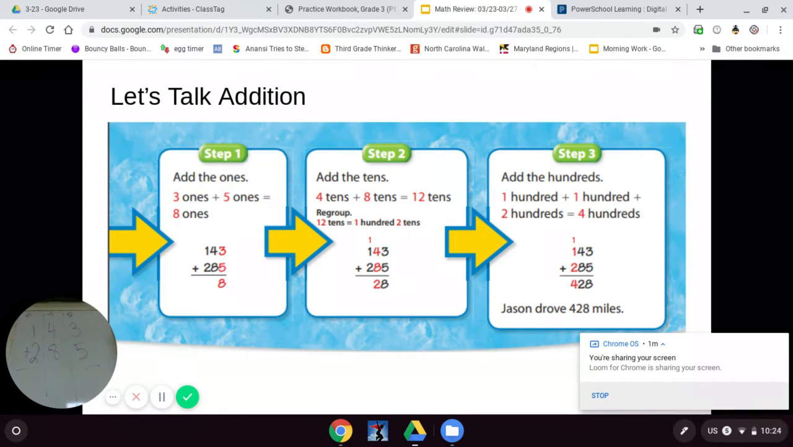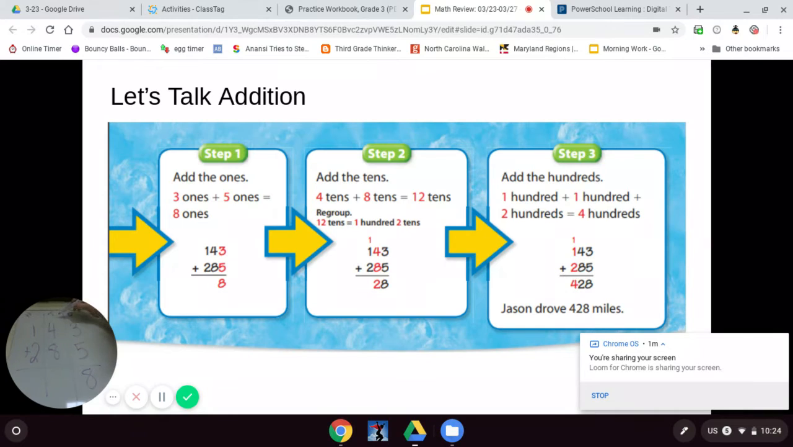Okay, so step 1 said I needed to start with the ones. 3 ones plus 5 ones is going to be 8 ones. I don't need to regroup because I didn't make a 10. I won't regroup anything until I have 10 of something.